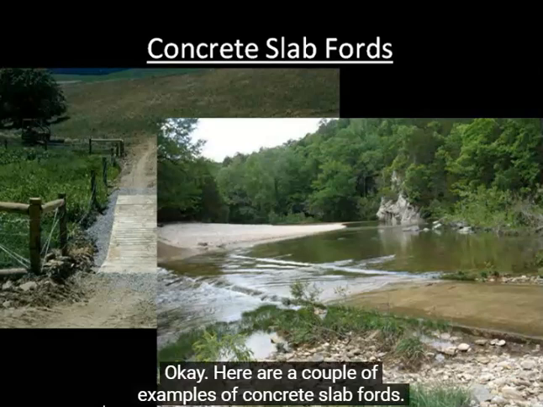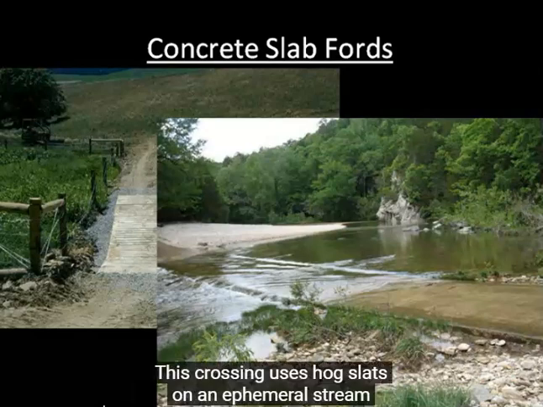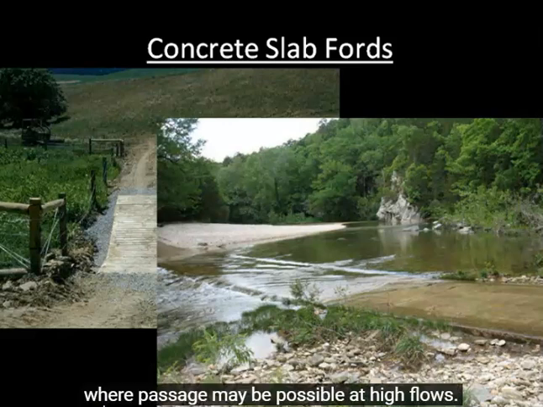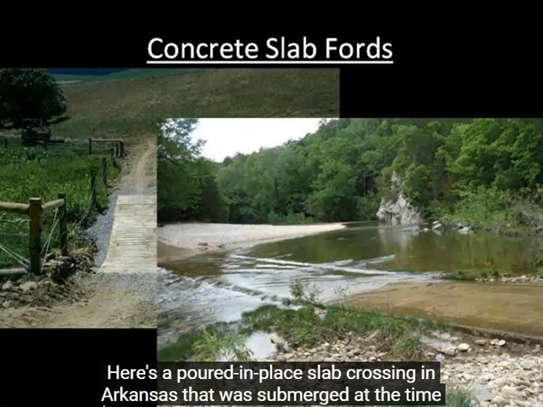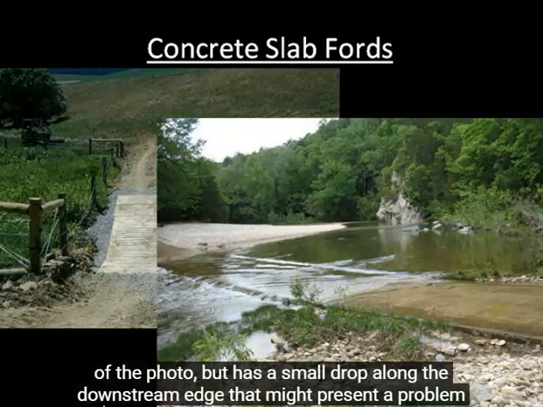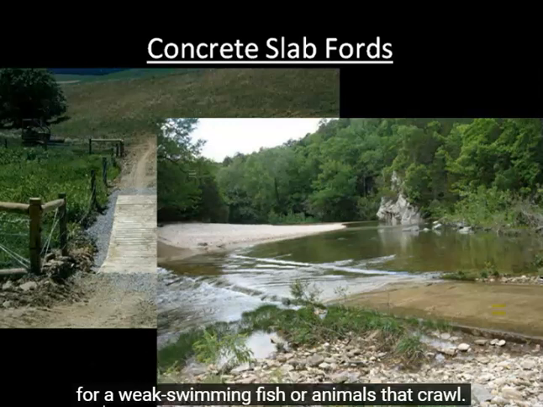Okay, here are a couple of examples of concrete slab fords. This crossing uses hog slats on an ephemeral stream where passage may be possible at high flows. Here's a poured-in-place slab crossing in Arkansas that was submerged at the time of the photo but has a small drop along the downstream edge that might present a problem for weak swimming fish or animals that crawl.